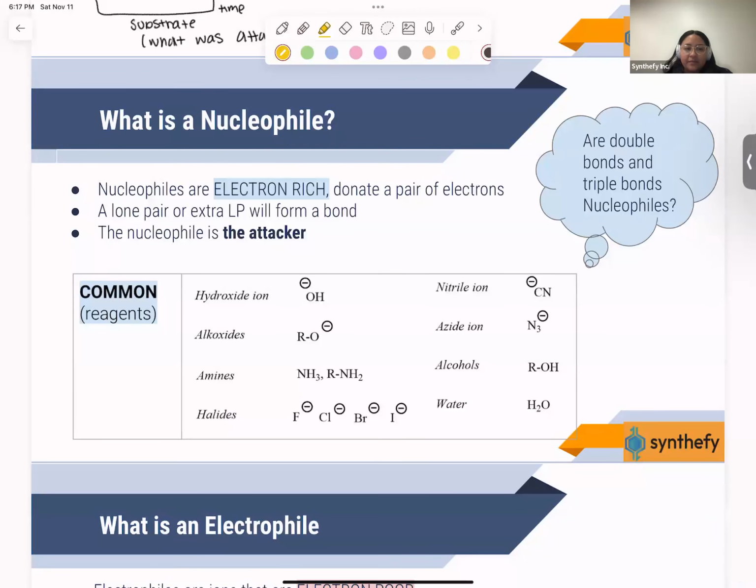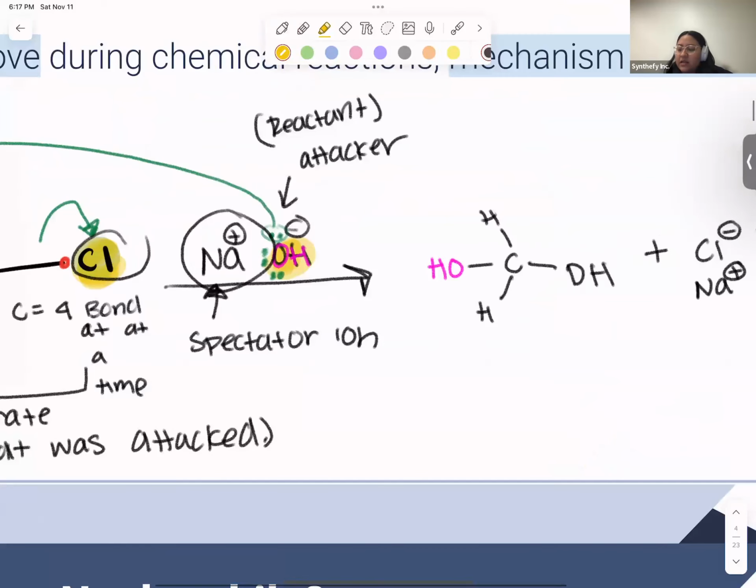So what is a nucleophile? Nucleophiles are electron rich. So what would be the nucleophile in this scenario? It would be this.